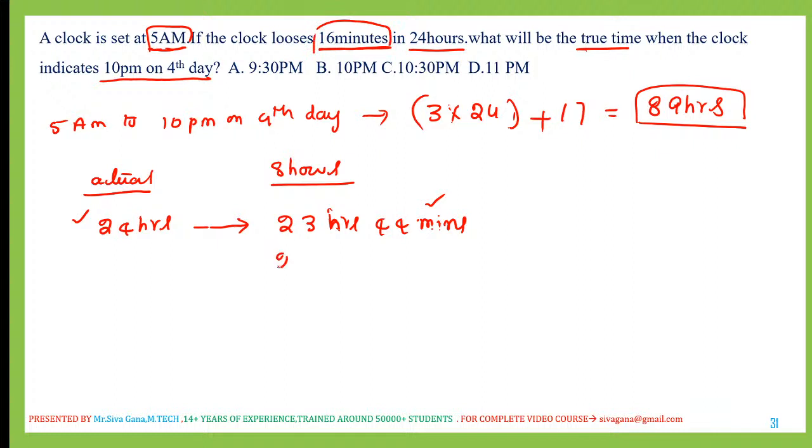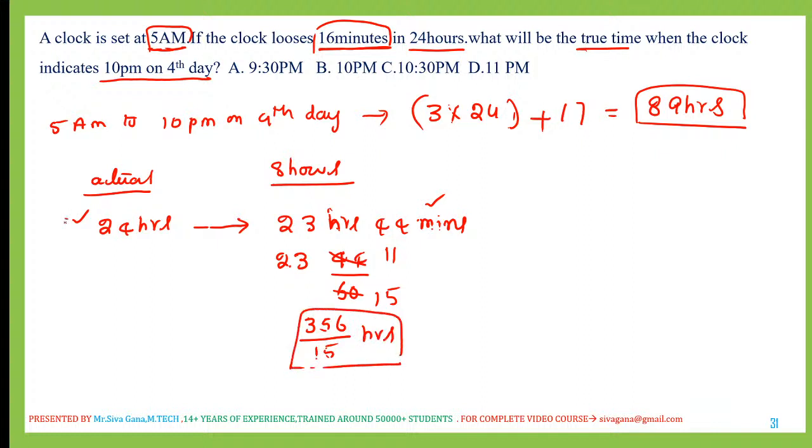Now I am converting 44 minutes into hours: 44 divided by 60, which is 11 by 15. So 23 into 15 plus 11 is 356, which means it shows 356 by 15 hours.